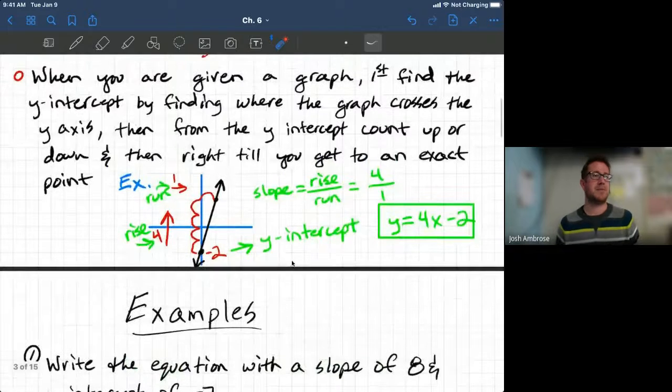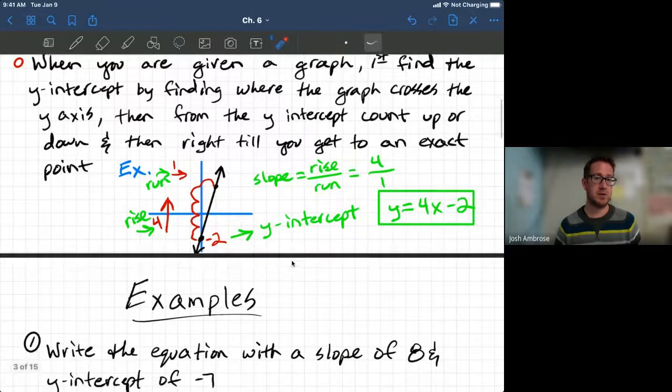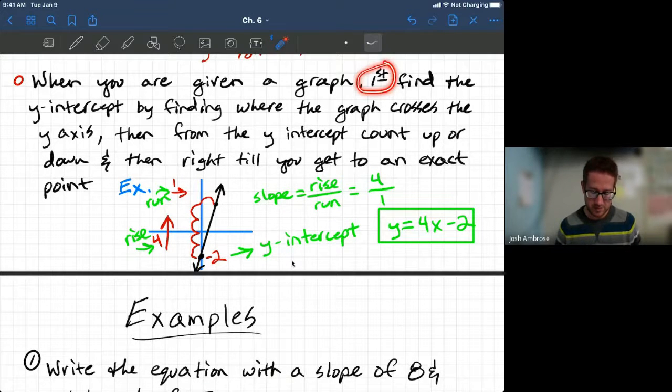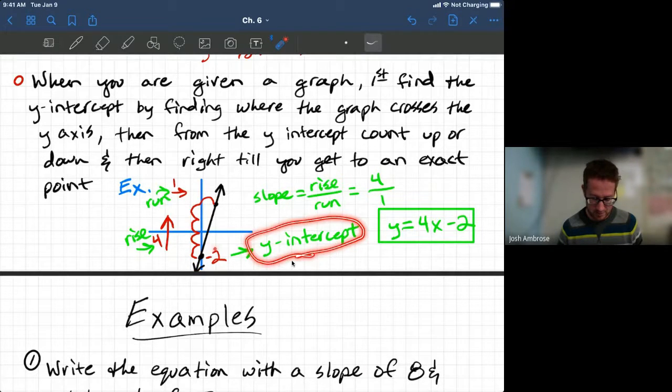All right, so if you're given a graph and then they say, I want to know what the slope-intercept equation is, then you're going to have to take some steps here. Okay, so as you see, first step, find the y-intercept. All right, how do we do that? You look at the y-axis, which is this axis right here, and you determine where it is crossing the y-axis. And for us, it's going to be right here down at -2. So that's our y-intercept right here.